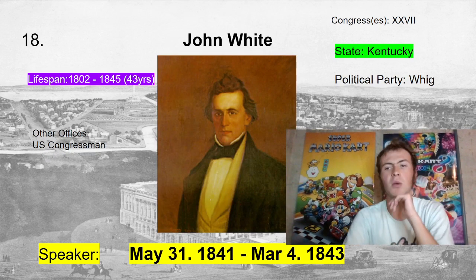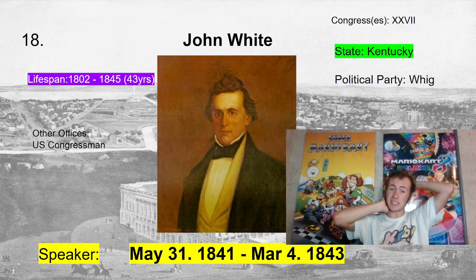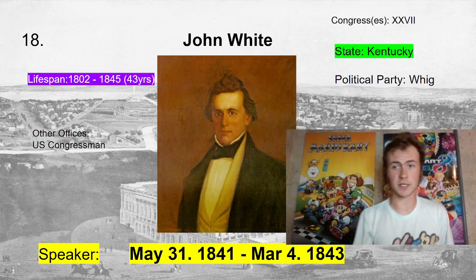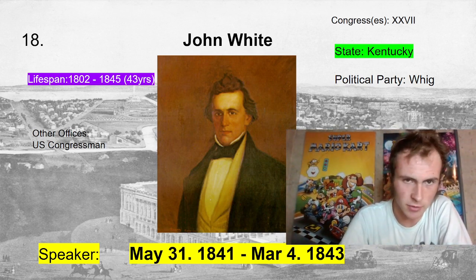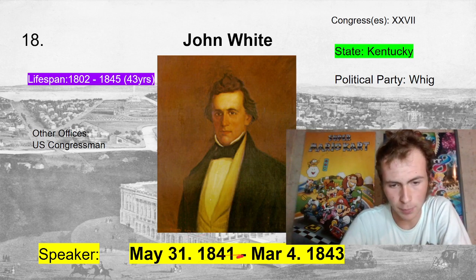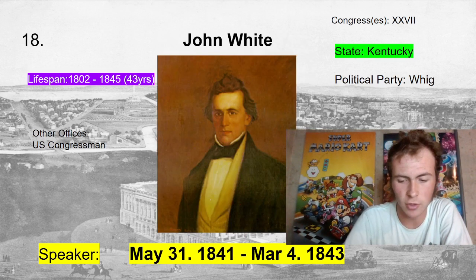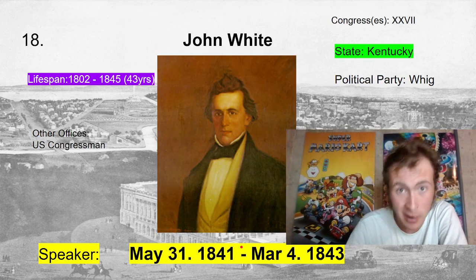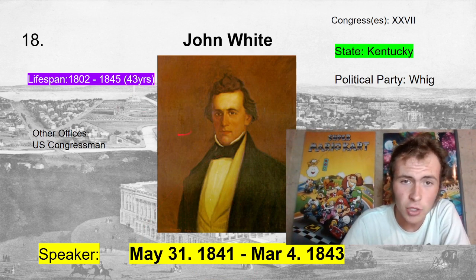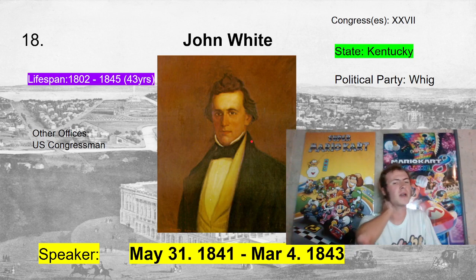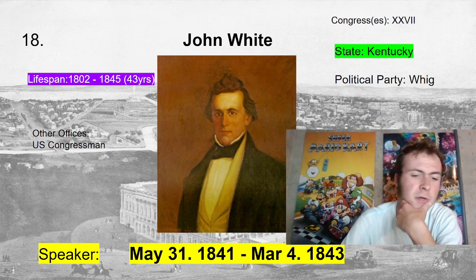Next up is John White. John White was another Whig, a Kentuckian who served as a congressman from Kentucky. He presided over Congress 27 from 1841 to 1843. What's interesting is he got in pretty quickly after Robert M.T. Hunter was out. John White got in on May 31st, although William Harrison was already dead, so John Tyler was president at this time. He did not live very long. I think John White is the shortest-lived Speaker of the House in history. 1802 to 1845. He only lived 43 years.